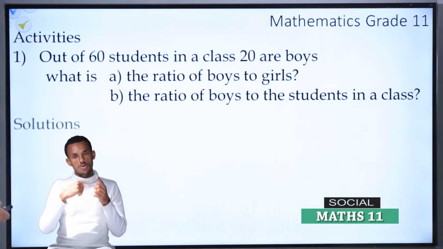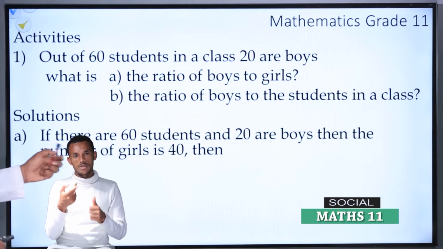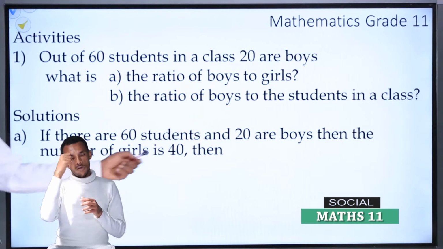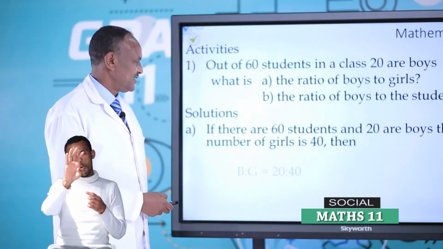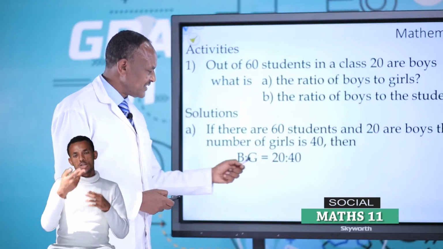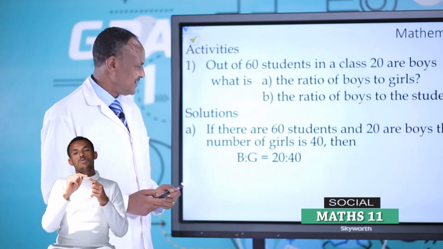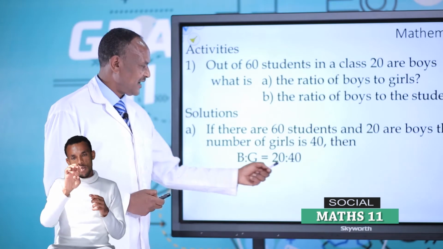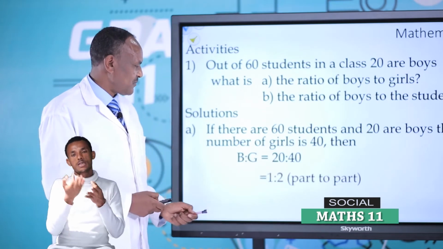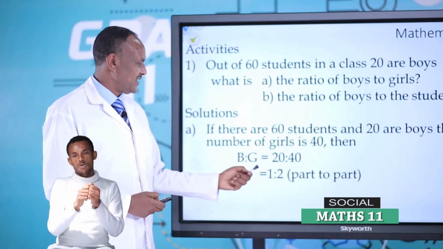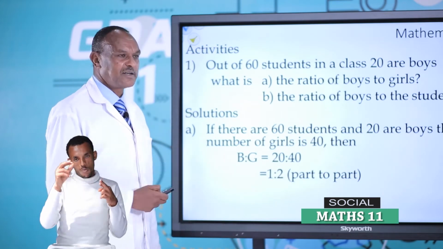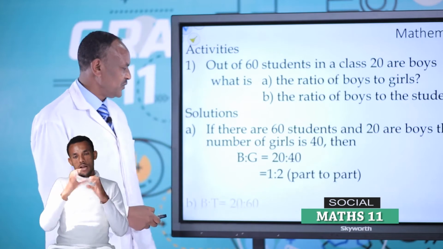Take the first one. If there are 60 students and 20 are boys, then the number of girls is 40. Then the ratio of boys to girls, part to part, is 20 to 40. This is the ratio. Ratios are expressed in simplest form. Divide both sides by 20, 1 to 2. Part to part we call that. So the ratio of boys to girls in that class will be 1 to 2.